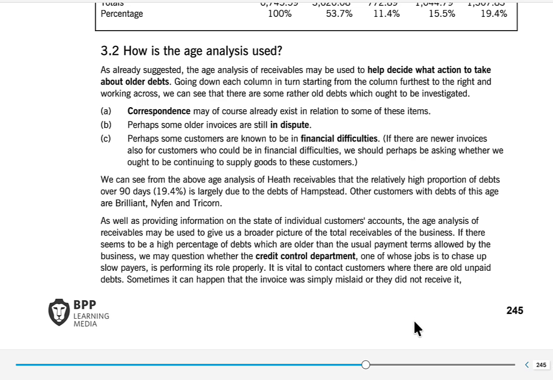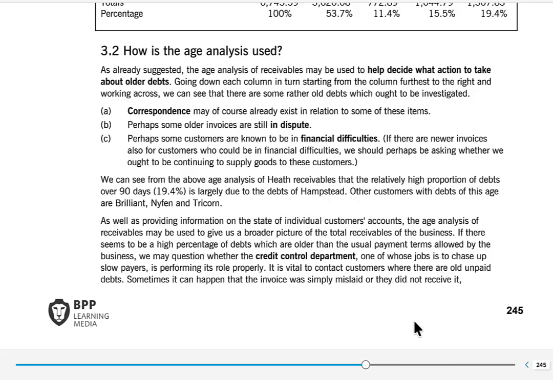What kinds of situations does the age analysis help you identify? The book gives several real workplace reasons why debts might be old. Let us expand each one clearly. Situation 1. Some items may already be dealt with by correspondence, meaning the business may already have sent letters, emails, or reminders. So the credit controller uses the report to check which accounts are already in the chasing process and which still need attention. Practical example. A customer may have been sent a reminder last week, so today you may not chase them again. Instead, you might chase a different customer who has had no contact yet.